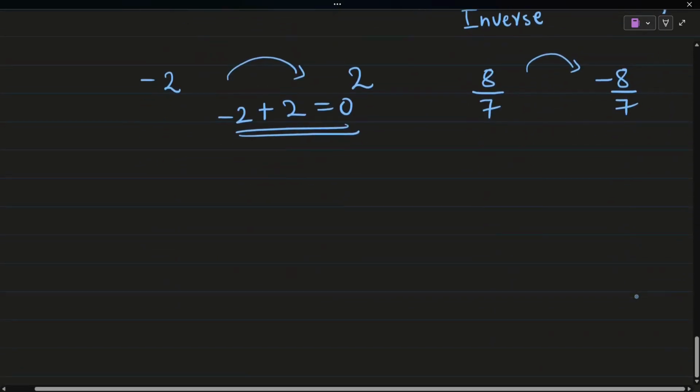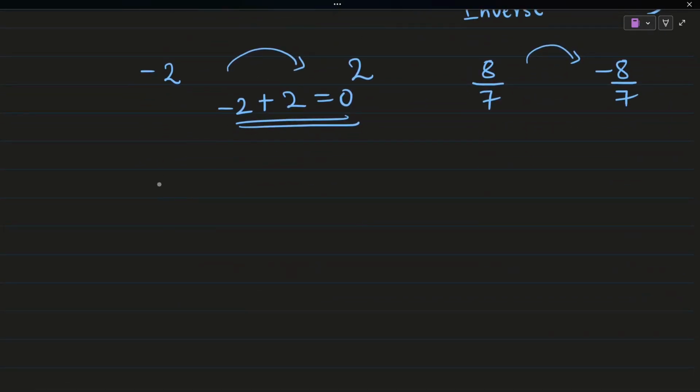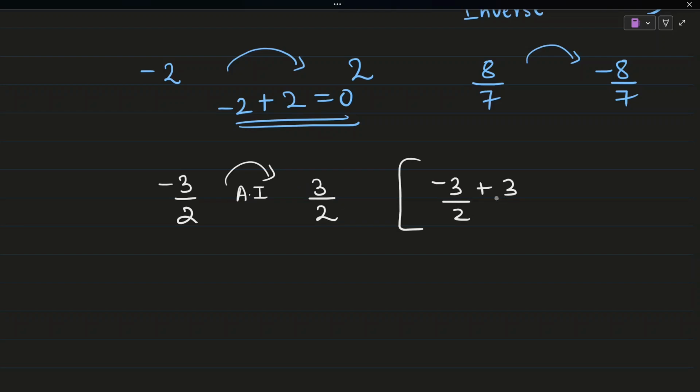Okay, let's take two more examples. The first one is minus 3 by 2. What will be the additive inverse? I'm just simply going to write AI. The additive inverse is going to be 3 by 2, because if I add minus 3 by 2 plus 3 by 2, I'm going to get the answer 0. Is this clear, students? Okay, so the next topic is the multiplicative inverse.